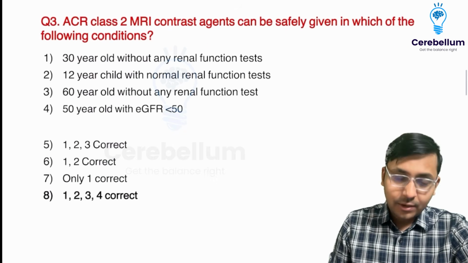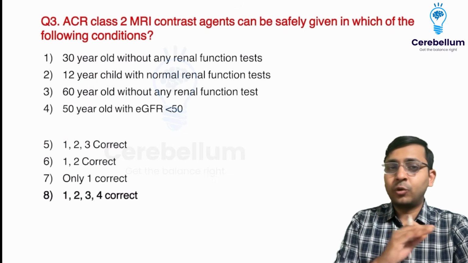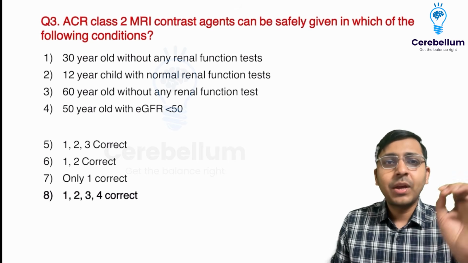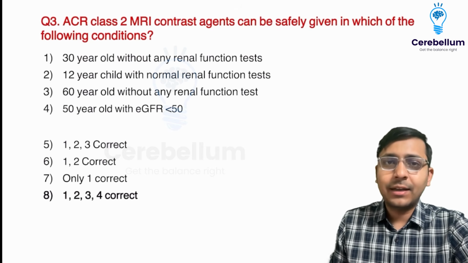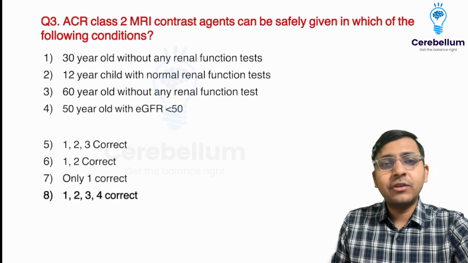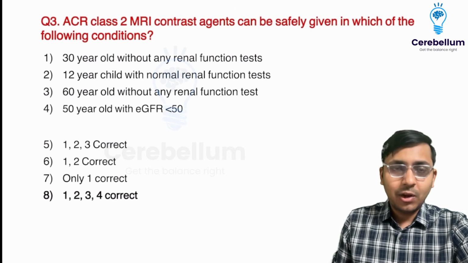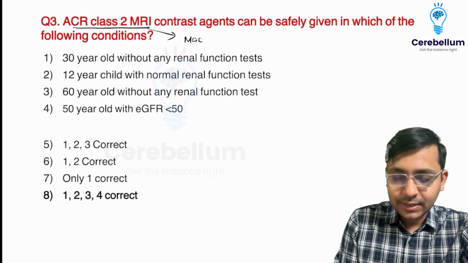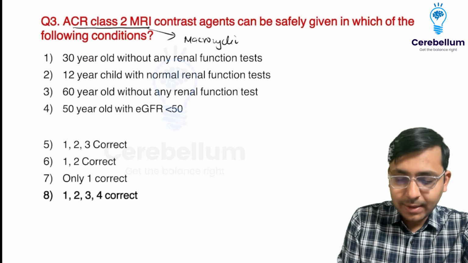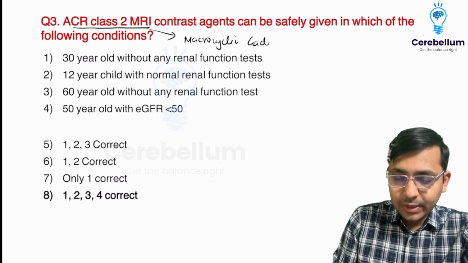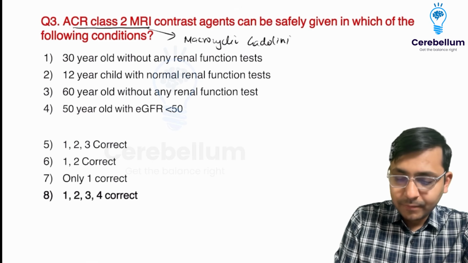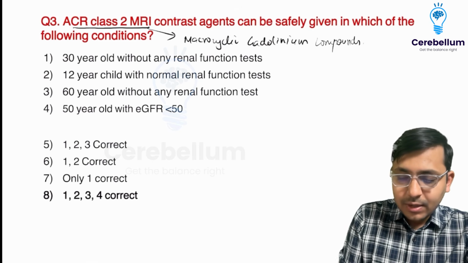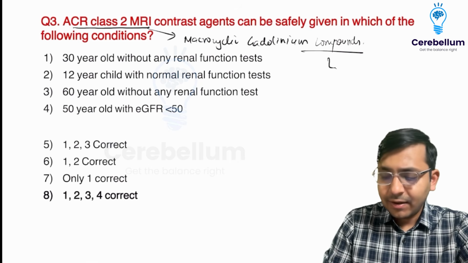Next question. Now, this was a bouncer. I'm sure a lot of students would not know this, but still would get this correct, right? Now, ACR class 2 MRI contrast agents can be safely given in which of the following conditions? Now, ACR class 2 MRI agents are macrocyclic agents. Macrocyclic gadolinium compounds. And according to ACR, they are very safe.